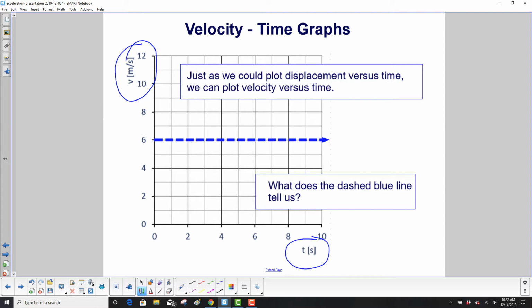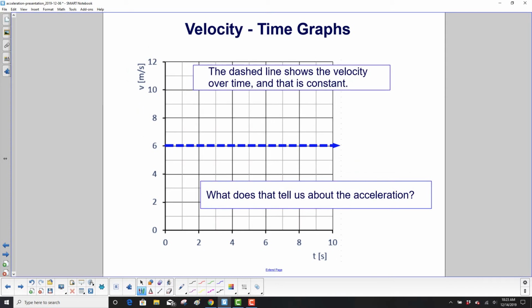What does the dashed blue line over here tell us? The dashed line shows the velocity over time, and that is constant. Okay, if you read it right here at t equals 0, the velocity is 6 meters per second. You read it over here at 10 seconds, it's still 6 meters per second.